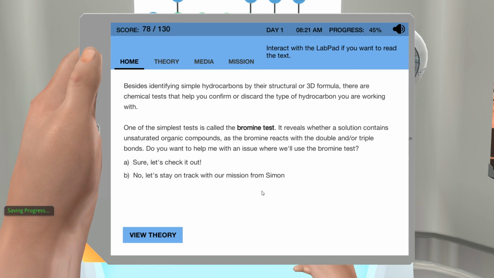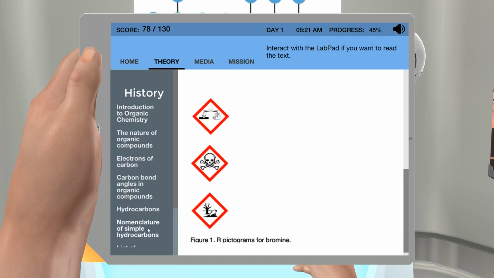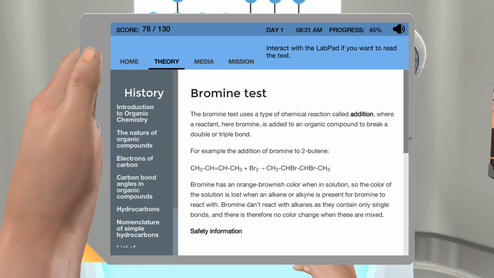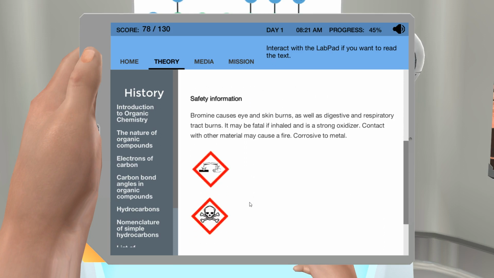Besides identifying simple hydrocarbons by their structural or 3D formula, there are chemical tests that help you confirm or discard the type of hydrocarbon you are working with. One of the simplest tests is called the bromine test. It reveals whether a solution contains unsaturated organic compounds, as the bromine reacts with the double and or triple bonds. Do you want to help me with an issue where we'll use the bromine test?